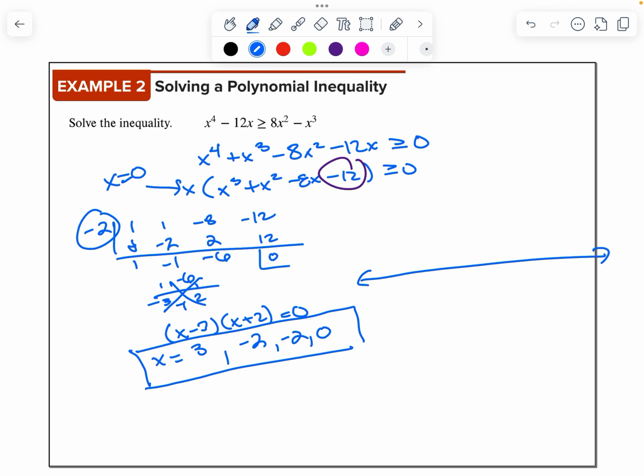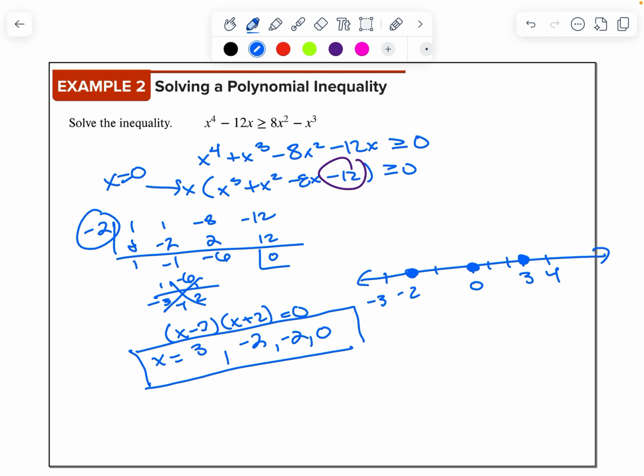And so if I start at 0, negative 2, 1, 2, 3, I can put as many points on this number line as I want to. Since this is greater than or equal to, I know I'm going to put closed circles around my points. So at 3, at negative 2, and at 0, I'll have closed circles.